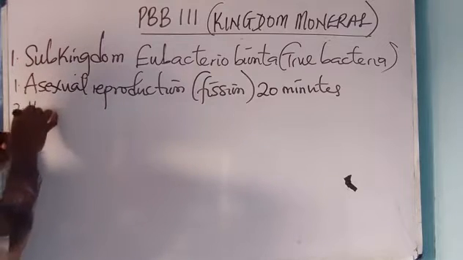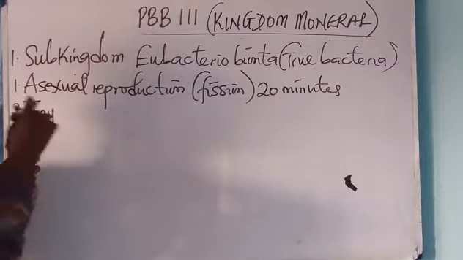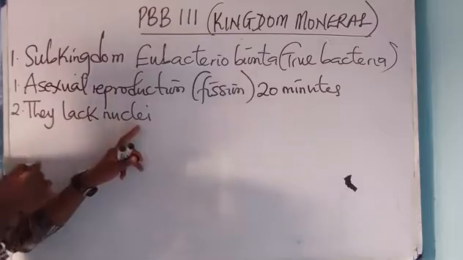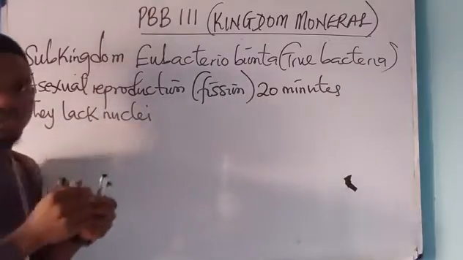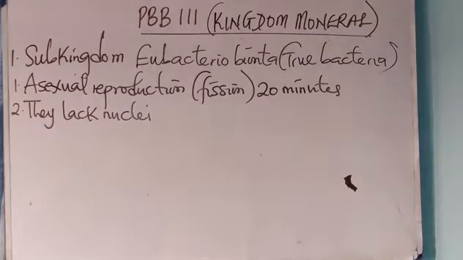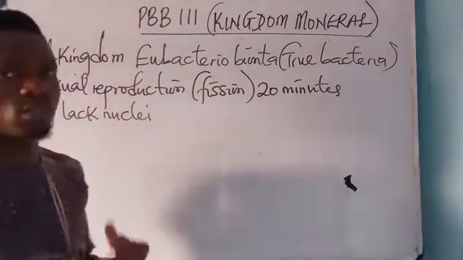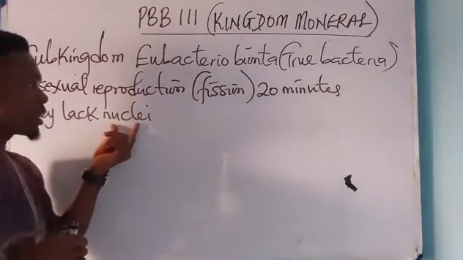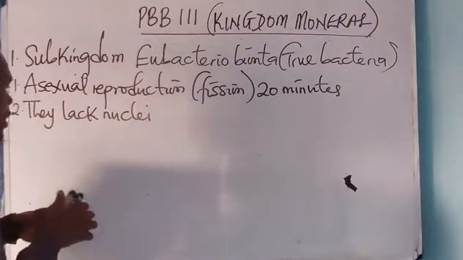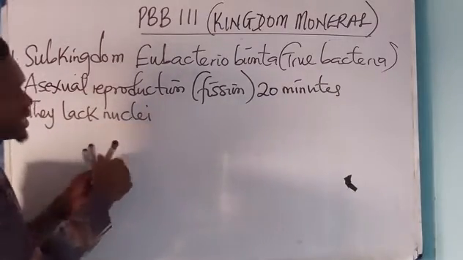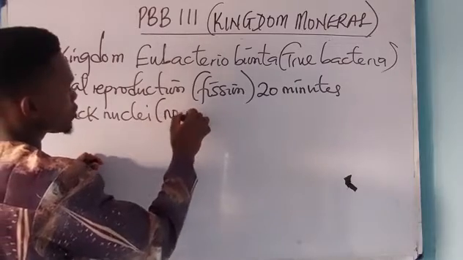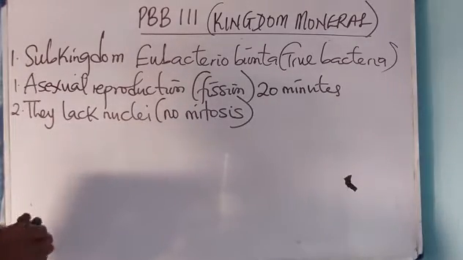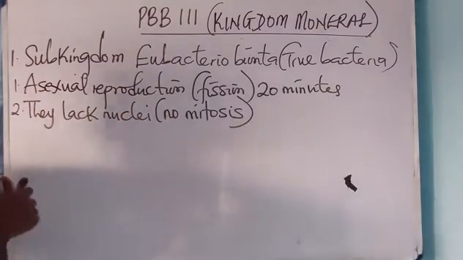Two, they lack nuclei, the plural form of nucleus. Sorry about that. The kids were making noise, so I had to stop them, okay? Now I said they lack nuclei. The word nuclei is the plural form of what? Nucleus. Now, since they don't have nucleus or nuclei, there is no mitosis. They do not undergo what? Mitosis, because they lack what? Nucleus.